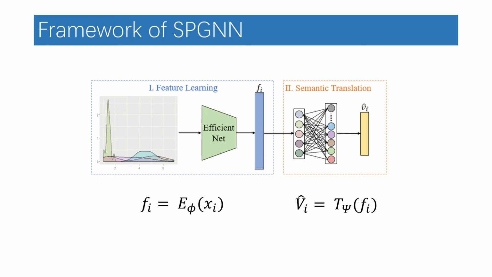Then, the semantic parsing module utilizes a semantic translation network, which consists of one fully connected layer, to translate the visual feature learned by CNNs into the semantic representation of APIs. As shown in this figure, the visual features of a plot learned from EfficientNet are translated into the semantic representations of APIs.